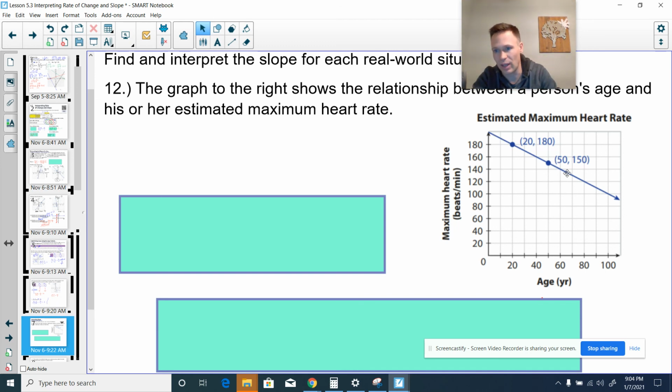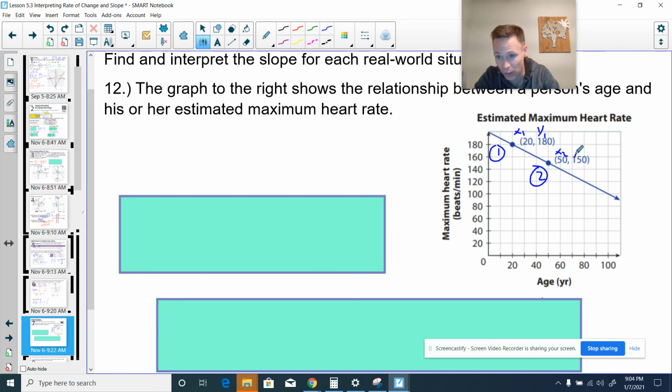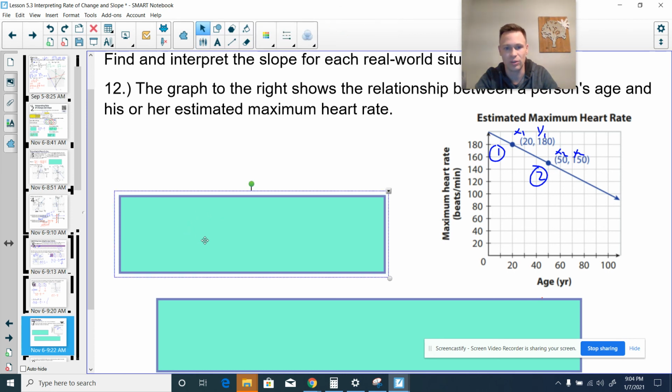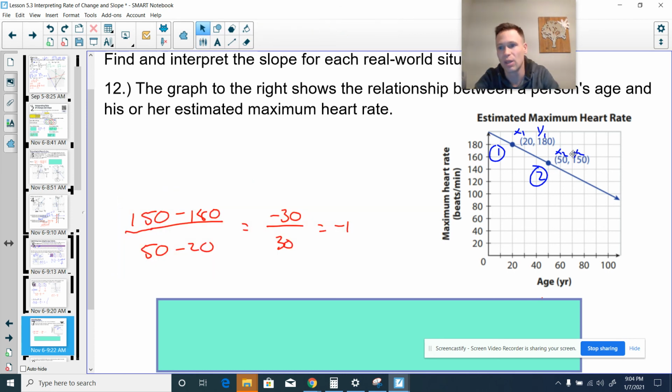So anyhow, we can see that the line goes down, right? So as I'm figuring out what the slope is, I would treat this as my first point. This is my second point, which means this is my x1, y1. This is my x2, y2. And now that I have it labeled, it makes the rest of it kind of easy. So I'm going to just get rid of this box. That means my y2 is 150 minus 180, which is my y1, over 50 minus 20 in the denominator for x2 minus x1.